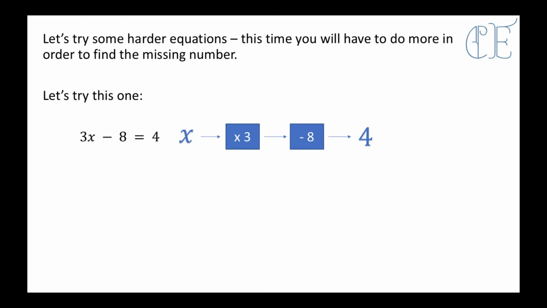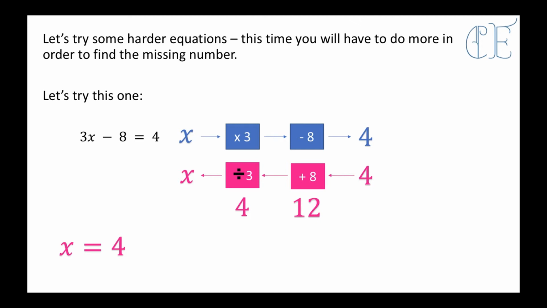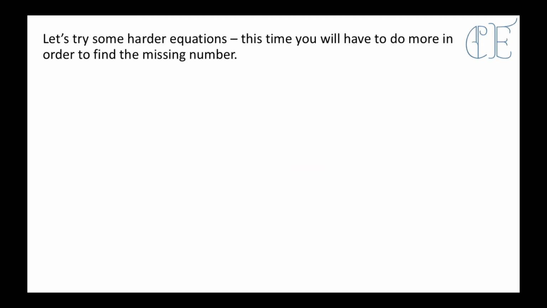So remember, to find out what x is, we have to reverse the calculation. So we have 4, and we're going to add 8, and then we're going to divide by 3, and that gives us x. So 4 plus 8 gives us 12, and then 12 divided by 3 gives us 4. So x must be 4.